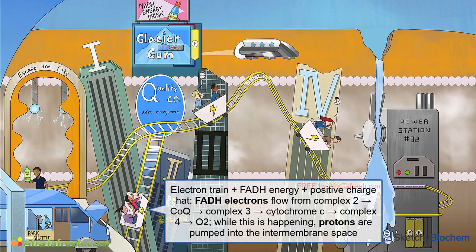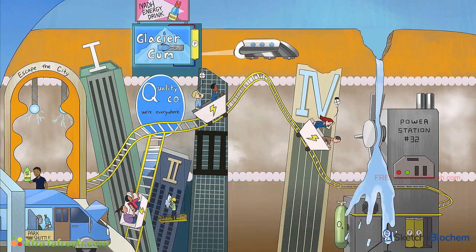As electrons are passed along, protons are pumped into the intermembrane space, creating the electrochemical gradient. The plus hats represent protons.